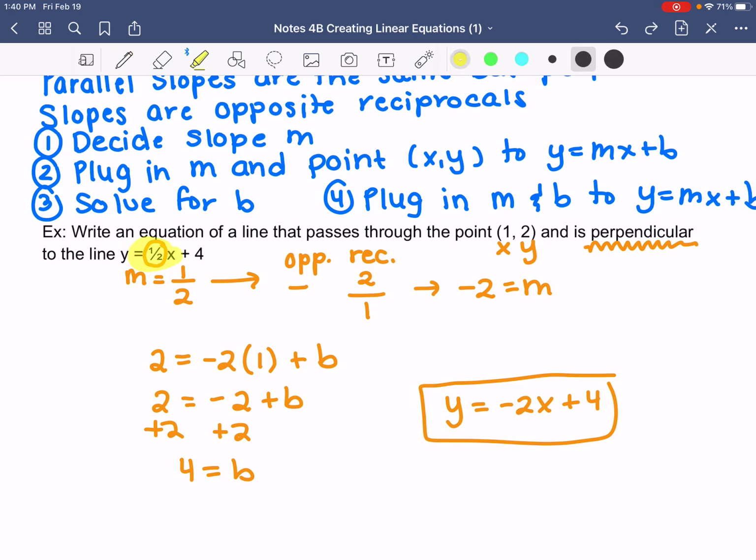So the first thing, like I said, you have to do is decide on your slope. So you look at what the line is, find your slope of this line, and then decide, are you using the same? Because if this said the word parallel, we would use just 1/2. But if it says perpendicular, we have to find the opposite reciprocal. And then you can just use your point.